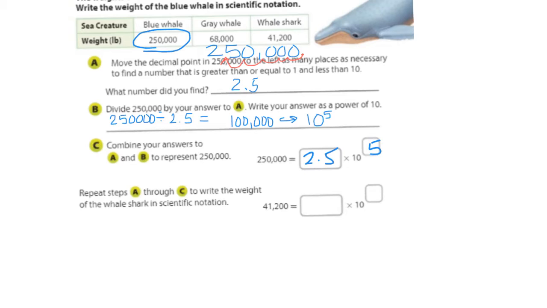All right, so I don't really like the way they do this. I have a different method. I think it's a little bit faster than going through all those steps.